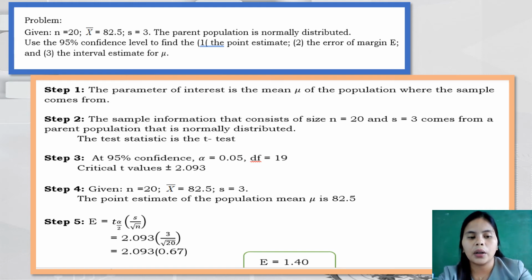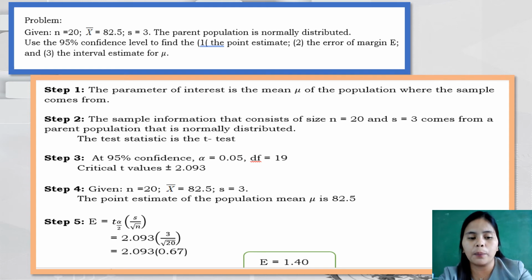Next, we determine the other givens. The size n is equal to 20, the sample mean is equal to 82.5, and the sample standard deviation is equal to 3. So the point estimate of the population mean is 82.5, which is also the sample mean.